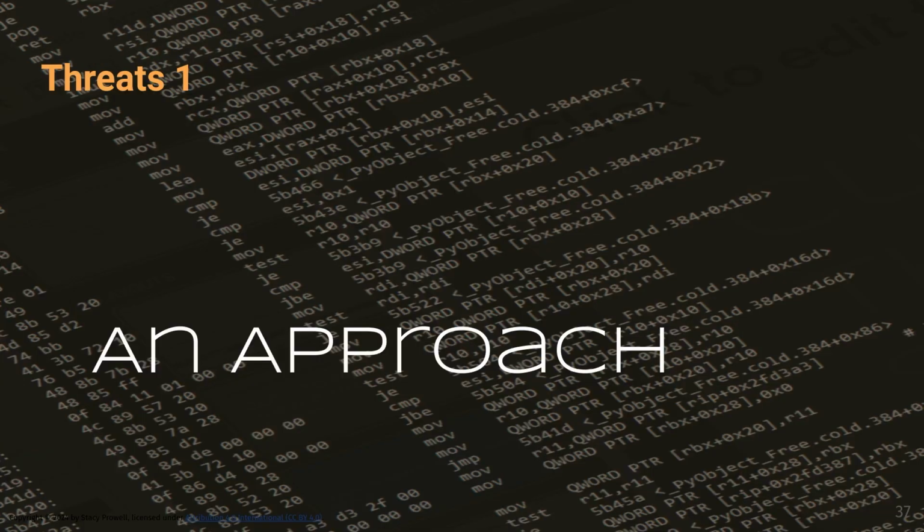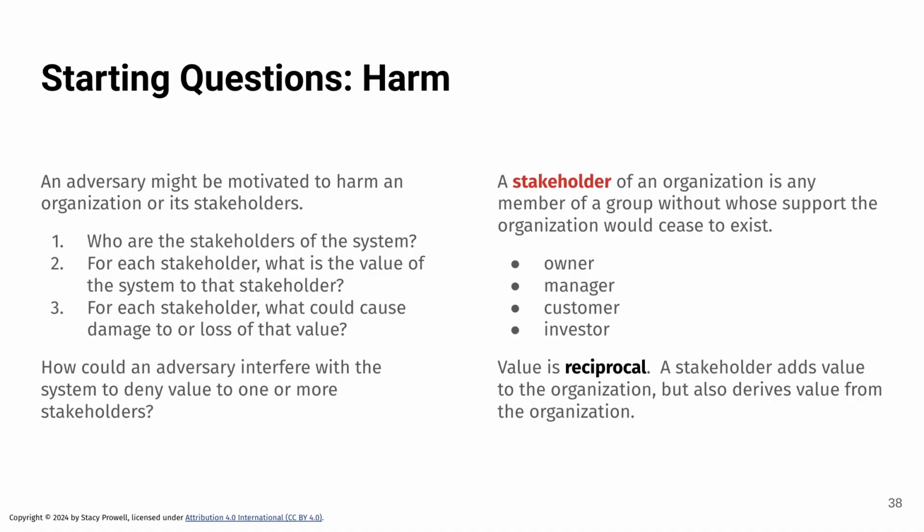So let's talk about a maybe a little more systematic approach. We'll get more of this later, but this might get you well started toward an analysis. So let's start with a question. Let's start with the question of harm. An adversary can be motivated to harm you. And the question is, how would they do that? Well, let's stop for a minute and let's think about the system. Right? We're going to assume they're going to do this through the system. Right? They're not going to stalk you and run you off the road. They're going to attack your system. And so the first question we should ask is, who are the stakeholders of the system?